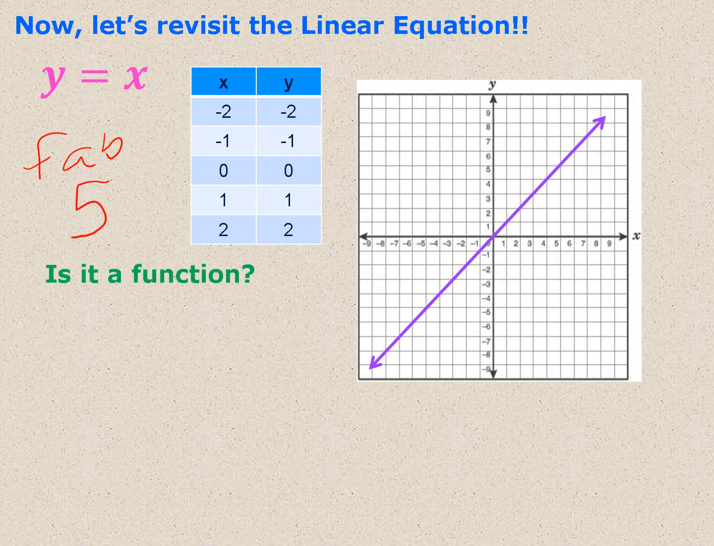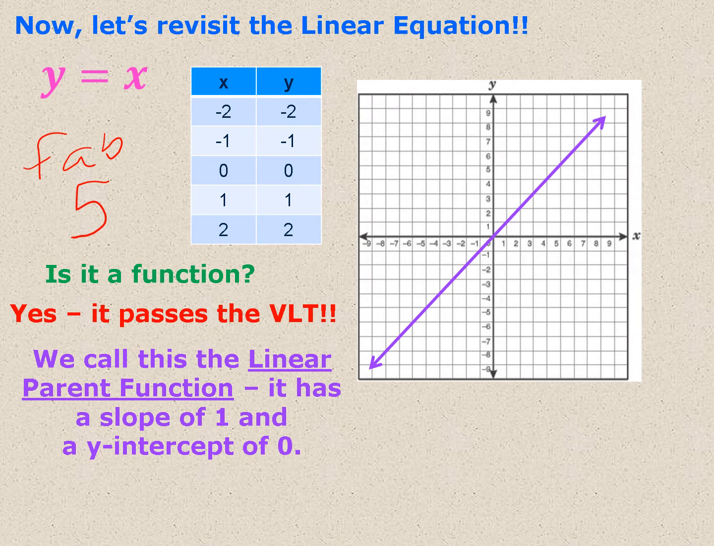So let's answer the question. Is it a function? Well, it passes the vertical line test, no x's repeat, so we're going to say yes. And so, like I'm trying to say, we call this the linear parent function. This is something you want to remember, the linear parent function, because it has a slope of 1 and a y-intercept of 0.